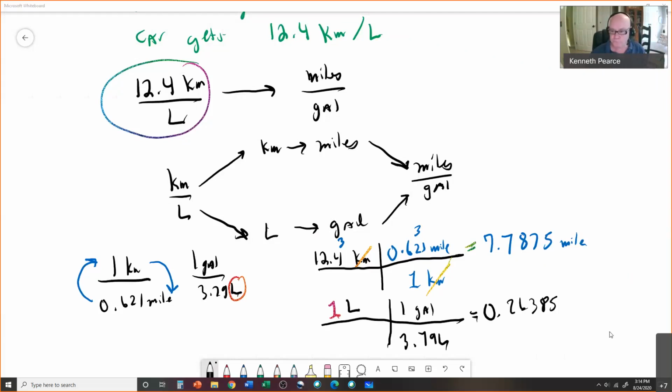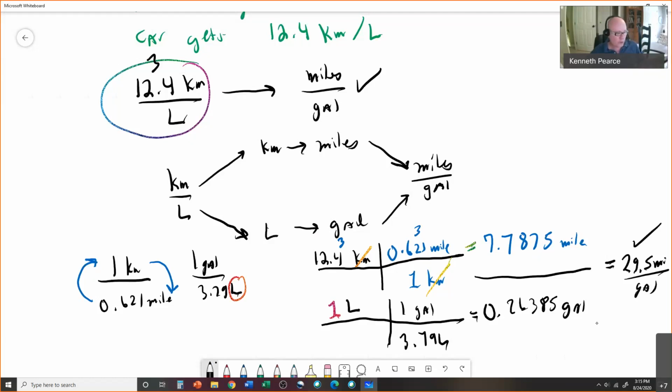And so now, what do we do? Well, what are we looking for? We're looking for miles per gallon. I have miles over gallons, and we're going to divide these two and get our final answer. So I take the 7.7875, and I'm going to divide it by the answer. I just leave the answer in my calculator, and I get, with 3 sig figs, because we want our answer to be 3 sig figs. That's our measured number, and we went all the way through. It's 29.5 miles to the gallon.